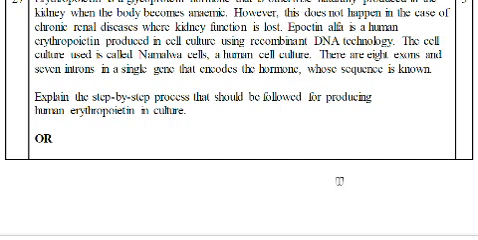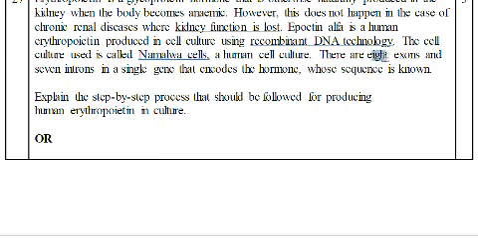Erythropoietin is a glycoprotein hormone that is naturally produced in the kidney when the body becomes anemic. However, this does not happen in the case of chronic renal diseases where the kidney function is lost. So that means they will not produce the erythropoietin. Erythropoietin alpha is a human erythropoietin produced in cell culture using recombinant DNA technology. The cell culture used is called Namalva cells, a human cell culture.